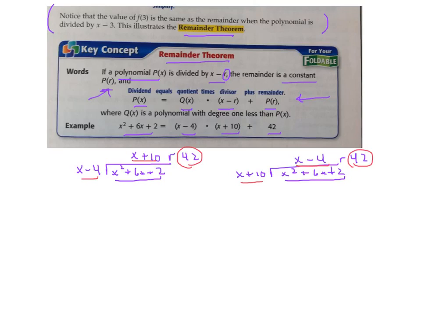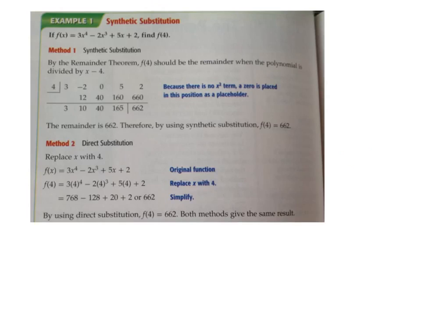And if you wanted to check your work on that division, and if you took x minus 4 and you multiplied by x plus 10 and you added 42, you should get the dividend, or the original function that you started with. And that pretty much sums up that box. Example 1 is on the same theme.